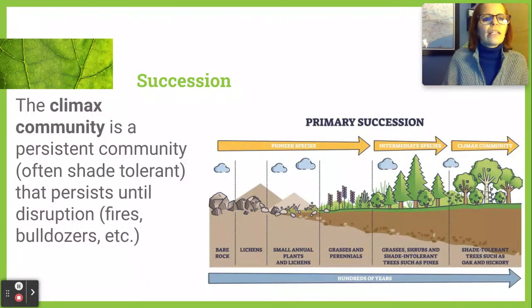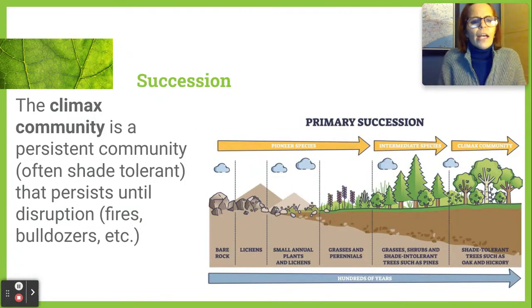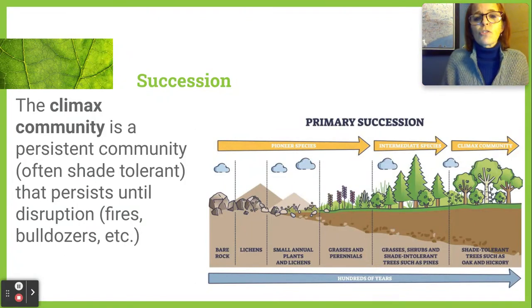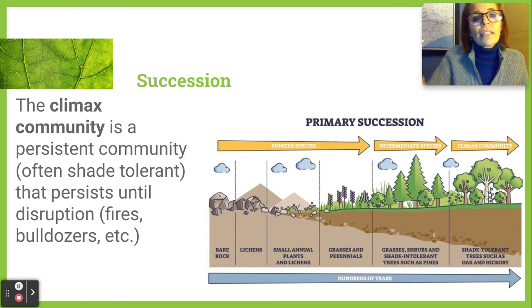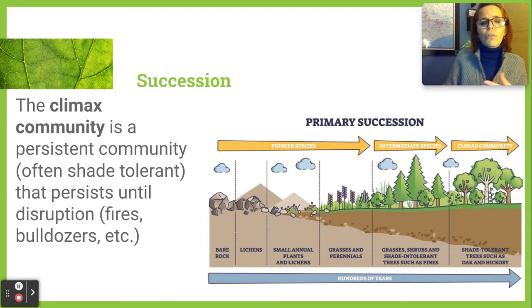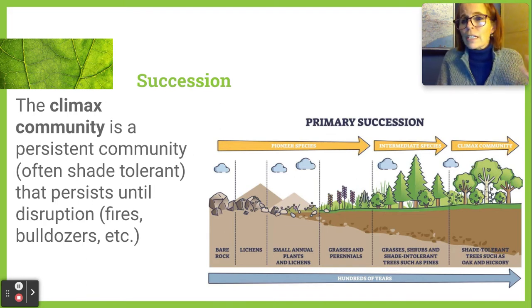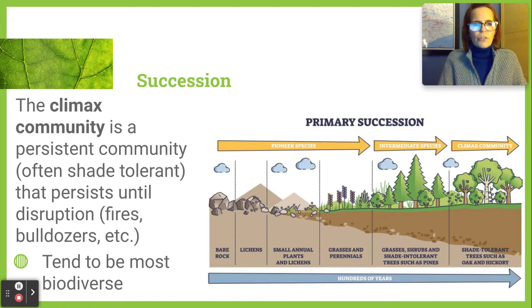And the climax community is the community that is most persistent. It's often shade tolerant. So like the trees that drop their seeds, the seeds can grow in the shade of the parents. So they can still survive even though the parents are shading them. And that climax community persists. It stays that way. I mean, they live and die until there's a disruption. And a disruption might be natural, like a fire or a tornado or a flood. A disruption might be human, like bulldozers or us burning down or cutting down the trees.